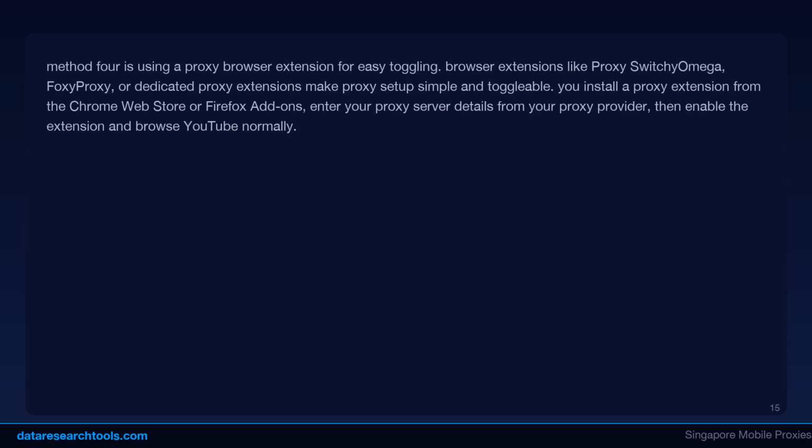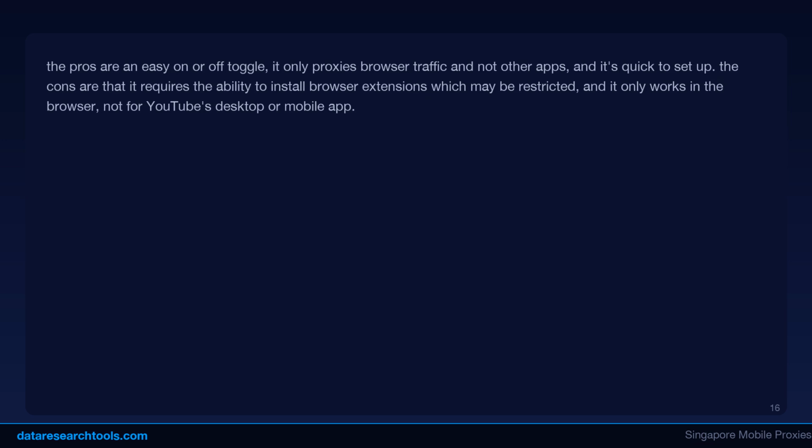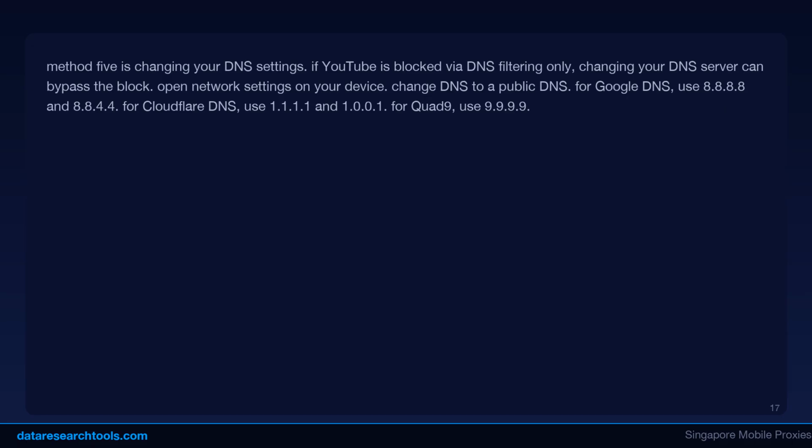The pros are high reliability since residential IPs are rarely blocked. Full YouTube functionality including HD streaming. It works for both browser and app access, and geo-targeting lets you access region-specific content. The cons are that it requires a paid subscription. It's slightly more setup than a web proxy, and bandwidth costs matter for video streaming. This is the best option for reliable daily YouTube access.